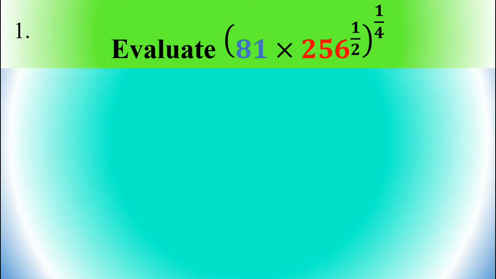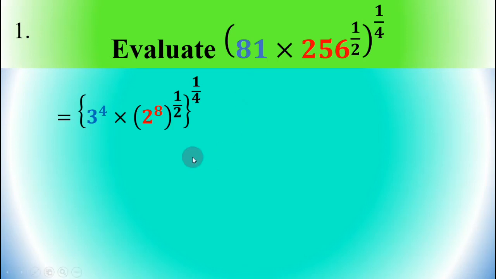Let's see how to solve this problem and obtain the answer. You should first write 81 as well as 256 as a power of some relevant number. Yes, 81 can be written as 3 to the power 4 and 256 can be written as 2 to the power 8. It's clear, the 81 is in blue color and 256 is in red color.